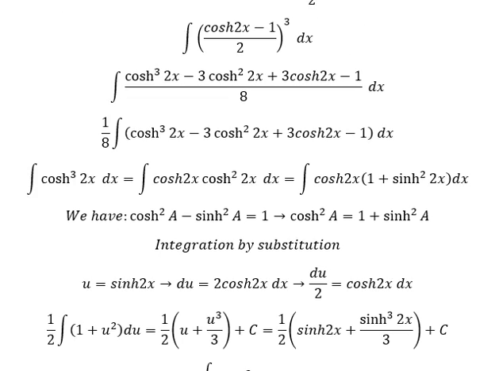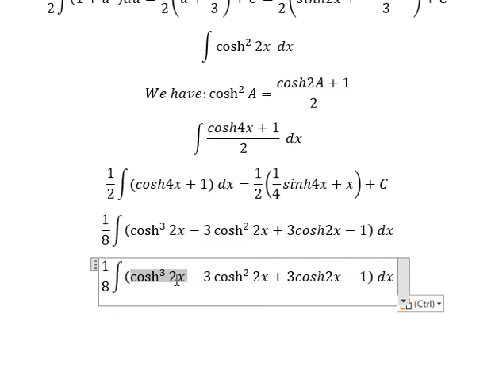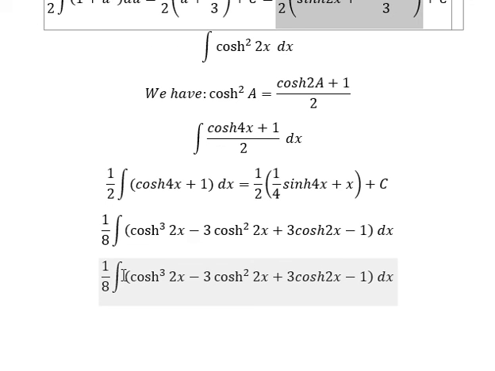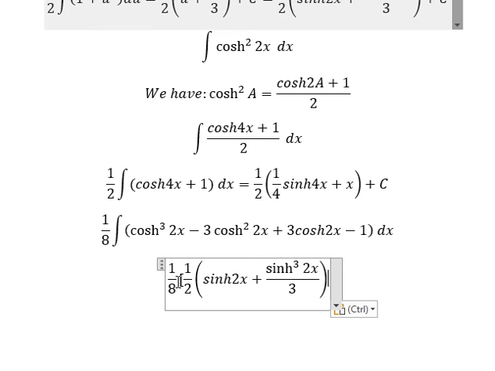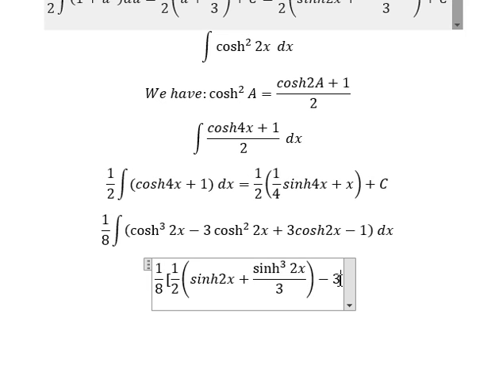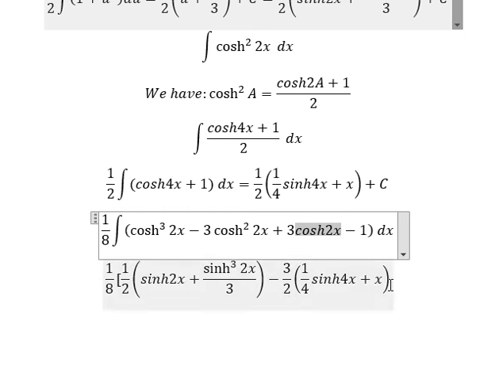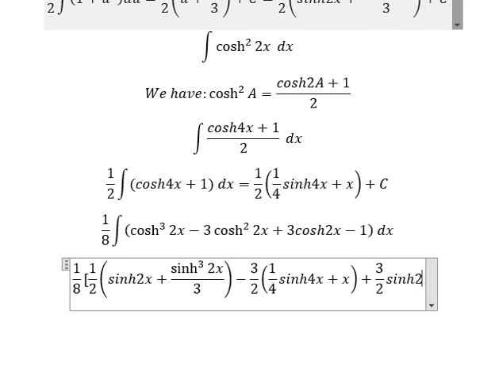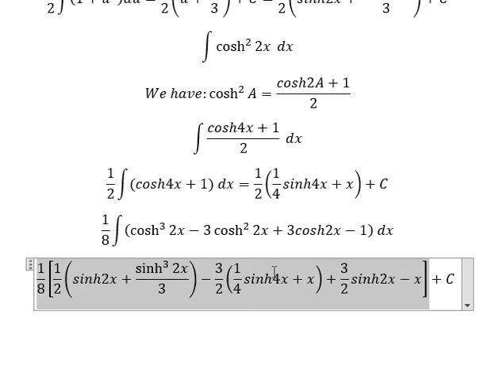Now let's go back in here. The integration of this one, that is about this one. The integration of this one in here, that is about this one. The integration of this one, we have 3 over 2 sin 2x, and number 1, that is about x. And this is the final answer.